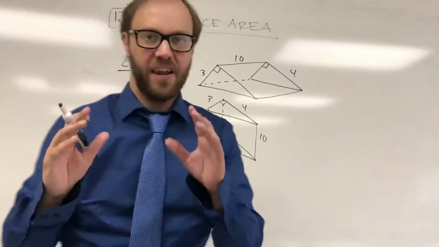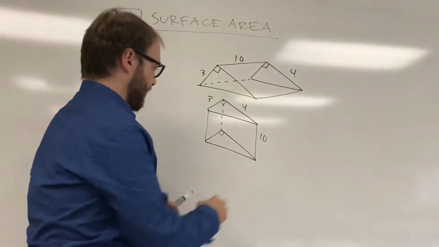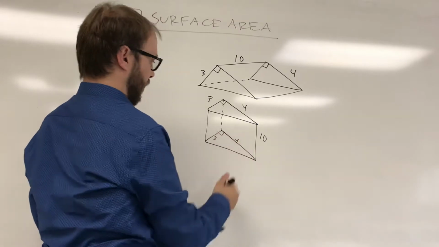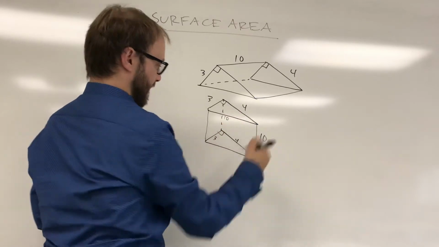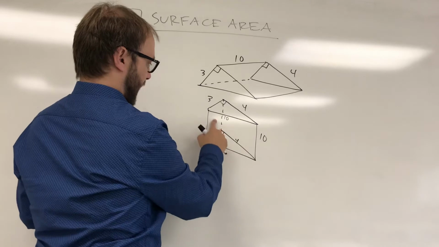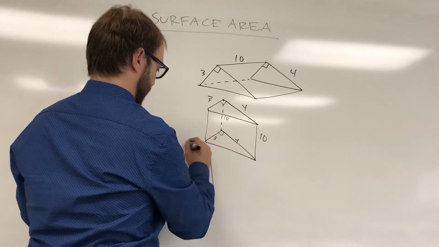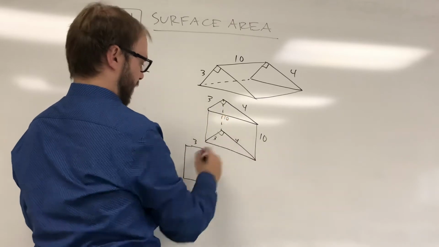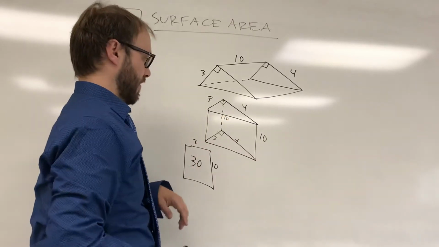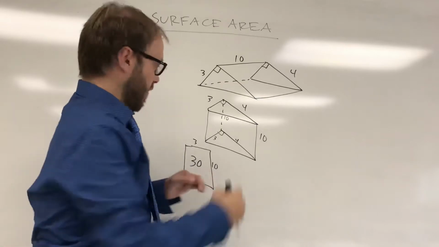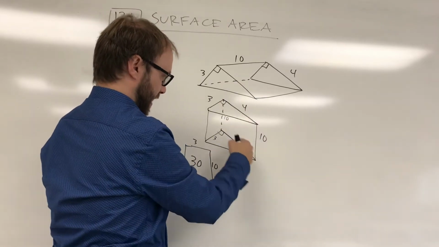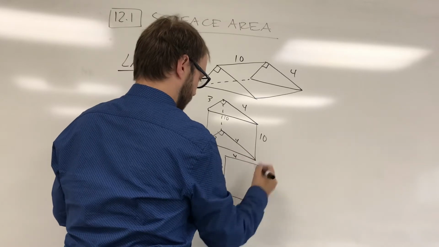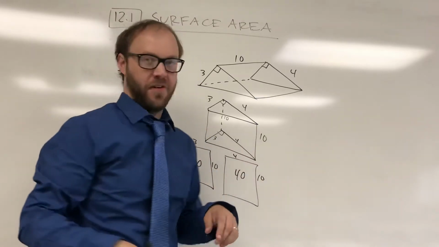Lateral area, still the area of the sides, but the sides are rectangles, okay? So this length is 3, that length is 4. This height back here is 10 to match that height right there. So if we take a look back here, we have a 3 by 10 rectangle, okay? That back piece there has an area of 30 square units. If you notice, this other rectangle doesn't have the same dimensions. It's a 4 by 10, okay? Its area is going to be 40 square units.